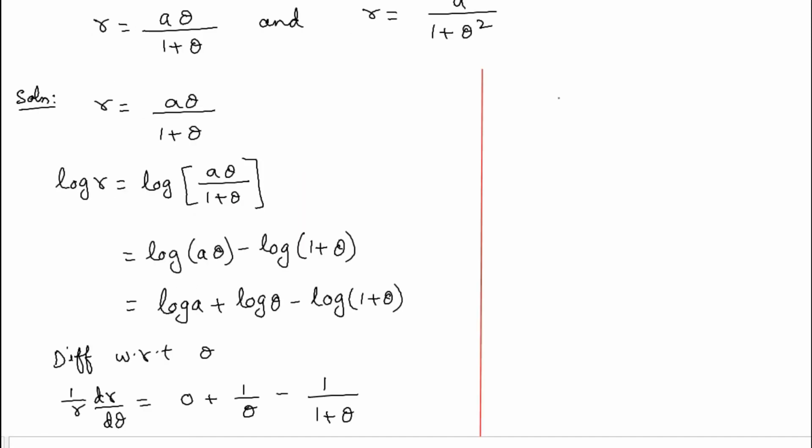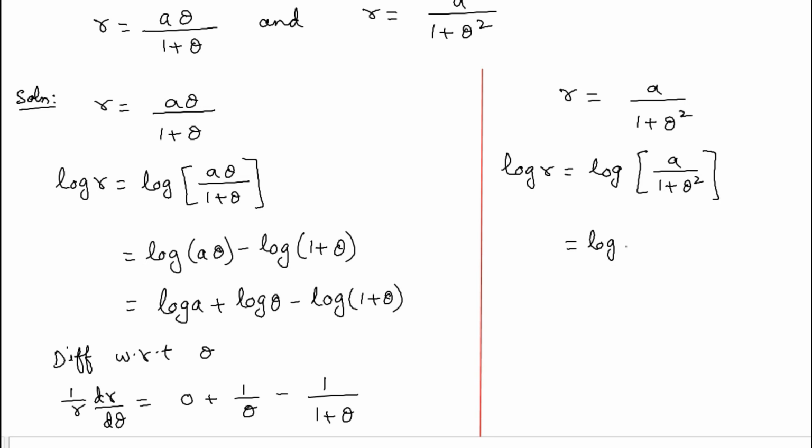The second curve is r = a/(1+θ²). We take log on both the sides, we'll be getting log of r = log of a/(1+θ²). So using the properties of logarithm, we'll be getting log of a minus log of 1+θ². So differentiate with respect to θ.